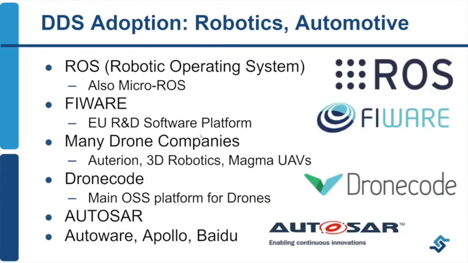And in the case of robotics and automotive, well, you have ROS adopted DDS, FIWARE also adopted DDS as their interface to robotics. Many drone companies and Dronecode, that is the main OS platform for drones. AUTOSAR, that is a consortium of the most important automotive companies, and well, projects of autonomous driving like Autoware, Apollo, Baidu, and a lot more.